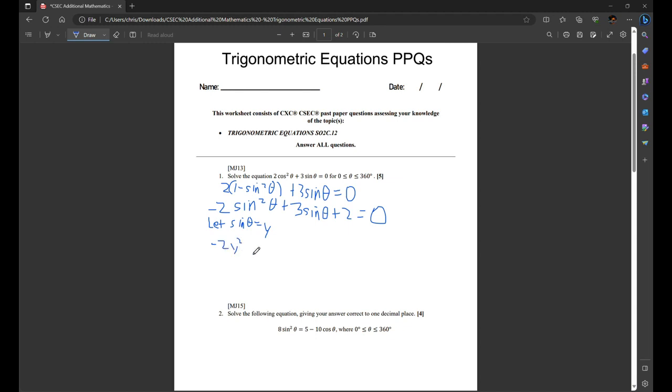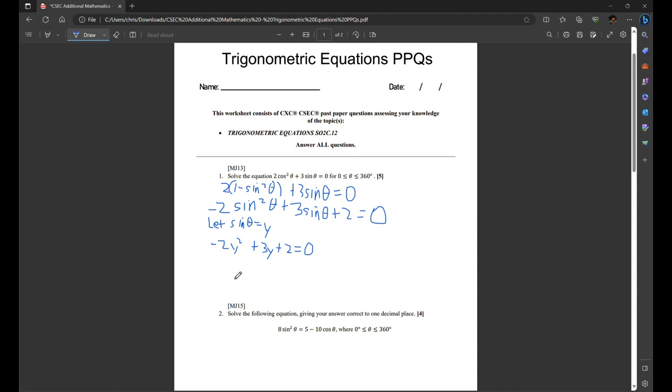So it's just like you're solving a regular quadratic equation, but once you finish solving this equation, you're going to have to come back to this, because we said y is sine theta. Whatever we get for y is not the value of theta. That's the value of sine theta. So we're going to have to go back and solve for theta. Just remember that step if you're going to use a y substitution. Anyways, let's solve this quadratic. That's negative 2y squared plus 3y plus 2 is equal to 0.